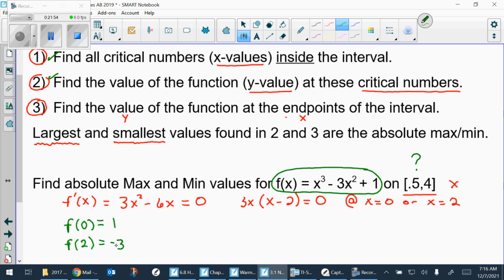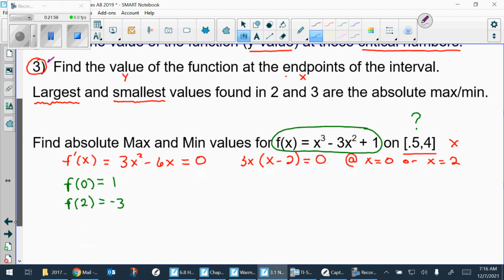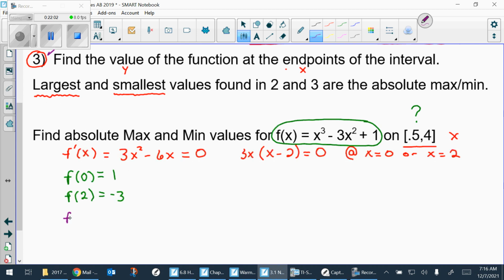Now I'm moving on to step 3. And in step 3, I've got to find the y values at the endpoints of the interval. I've got to find f of 0.5. And if I put 0.5 into this equation correctly, and you try it, I think you get 0.375. And I've got to find the y value at the other endpoint of the interval. If I put a 4 in here correctly for all these x's, I think I get 17.